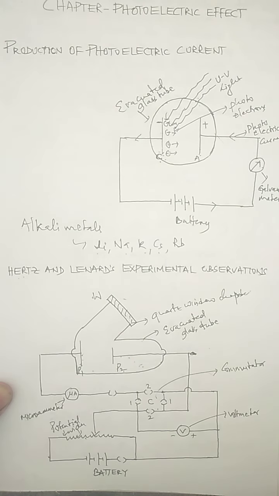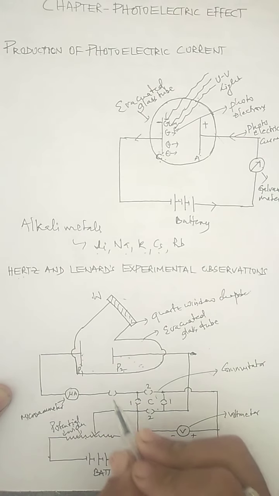Now, in order to observe the amount of current, that is the photoelectric current flowing through the circuit, and the energy that is obtained in the circuit, this is done by closing the keys.